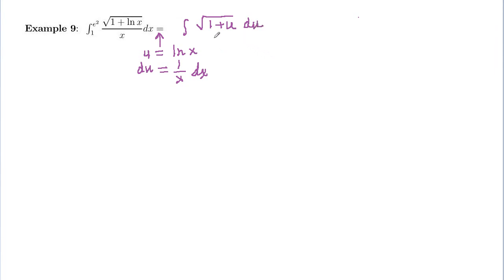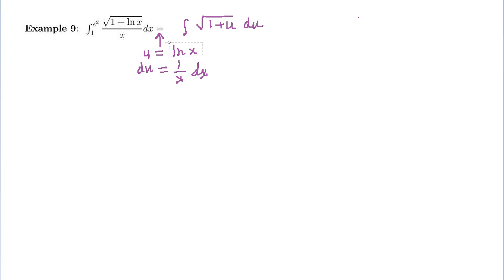Okay, and then I look at this and I'm like, square root of 1 plus u, that's a function to a power. We would have to do another substitution to evaluate that. So that makes me think that maybe there's an easier substitution to use here. And in fact, instead of ln x, you want to include the 1 in there.